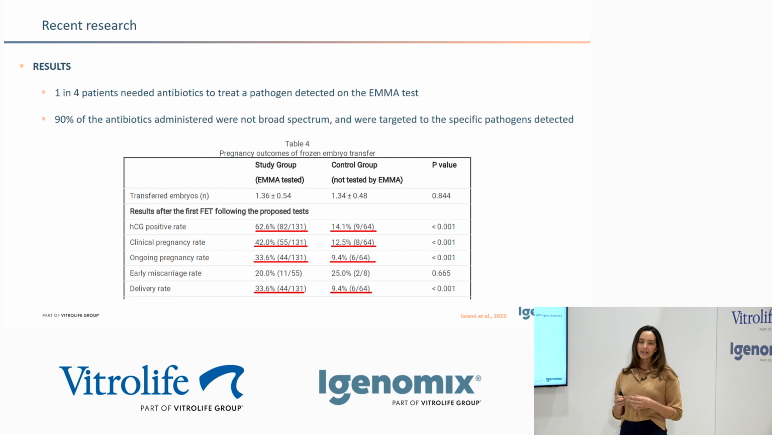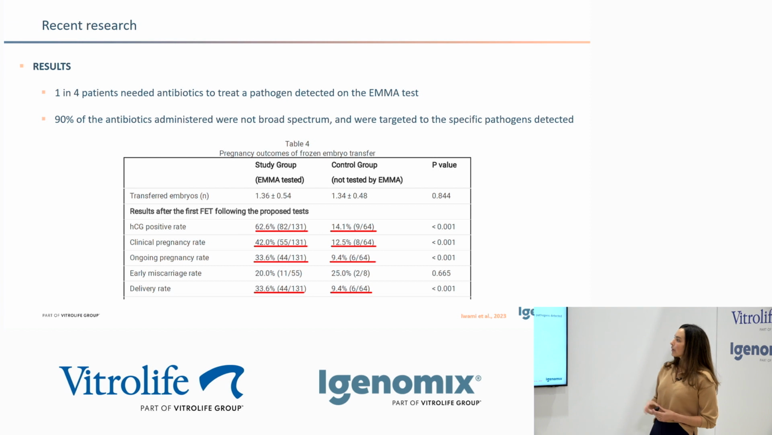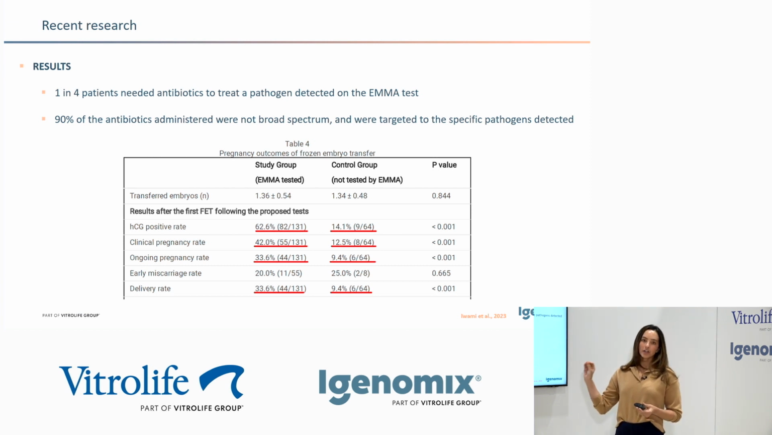And what was found is that 1 in 4 patients needed antibiotic therapy because pathogens were found in their endometrial microbiome. Now, an advantage of molecular technology versus, say, histology or hysteroscopy is that we get objective information about the bacteria within the endometrium itself. That means we're able to give targeted antibiotic treatment for those pathogens detected.